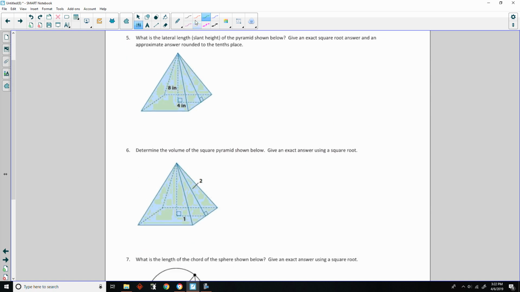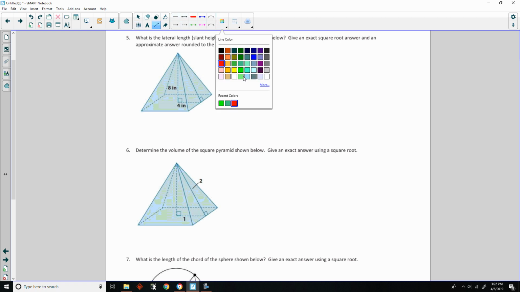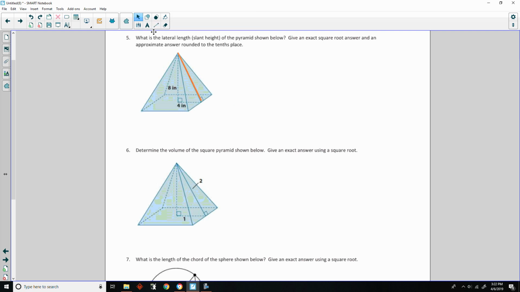Number 5. What is the lateral length slant height? So let me label that. That's what we're trying to find. Let's use orange this time. So the slant height goes from the peak to the center of one of the sides of the base, which is right there. Okay? And that's going to be my L.